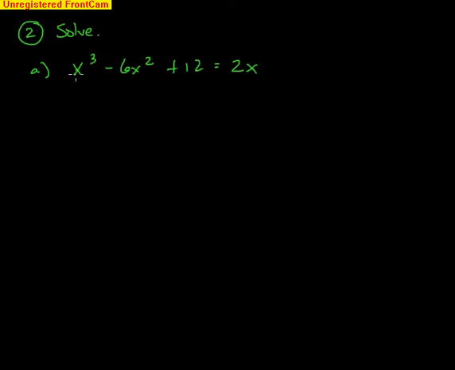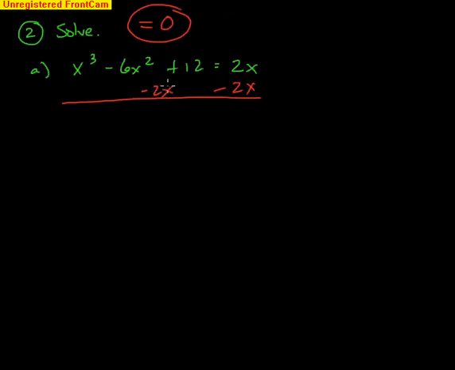So here's the first one. Says x cubed minus 6x squared plus 12 equals 2x. I will remind you that to solve, it must say equals 0 before you even start factoring. So right now it does not say equals 0. Move this 2x to the left.